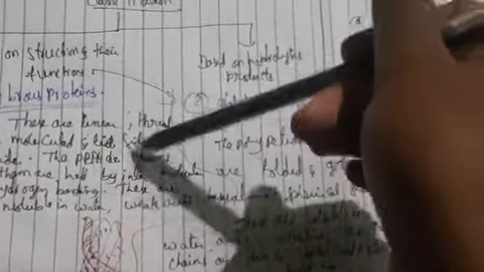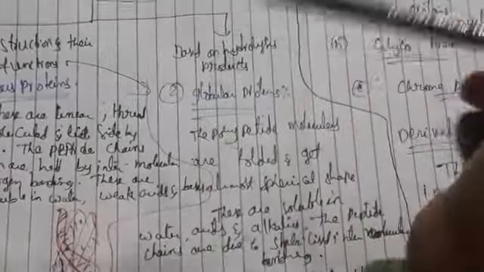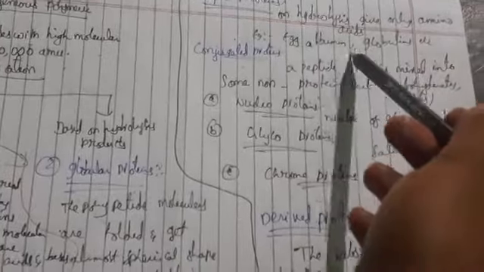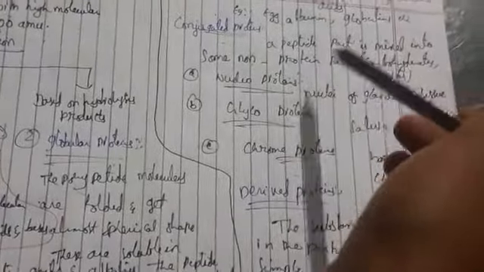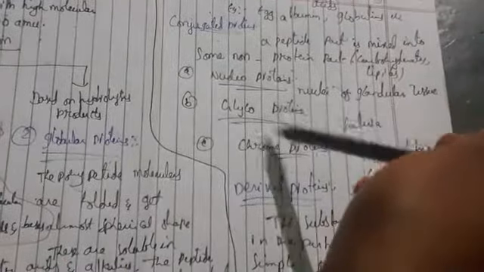Fibrous means what? It lies side by side, which is like a linear shape. Globular means it will be like a spherical shape. And coming to hydrolysis, we have simple proteins, conjugated proteins, and derived proteins. If we do hydrolysis of simple proteins, it gives simply amino acids. And conjugated proteins means what? It is mixed with some non-protein part. It consists of three parts. And derived means by combining these two, we get derived proteins.